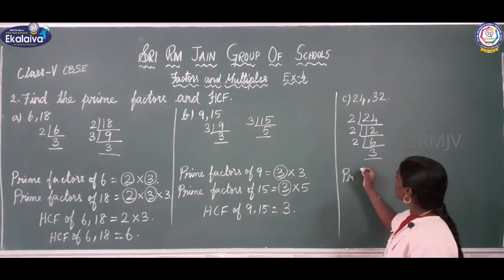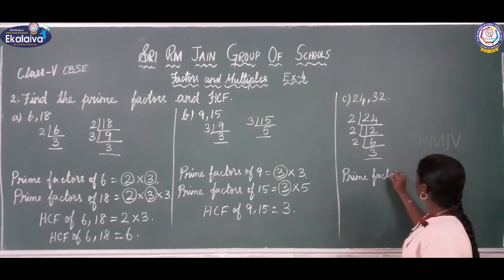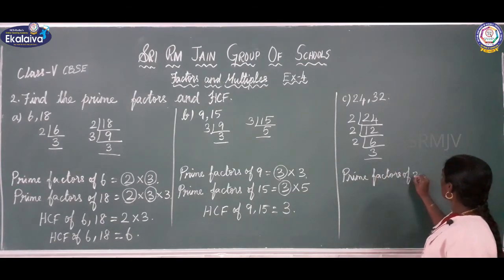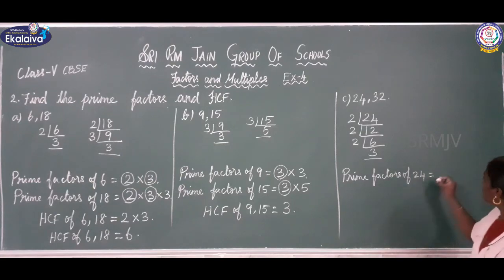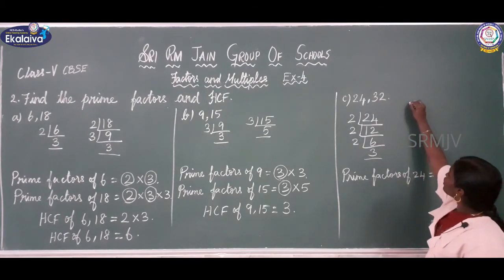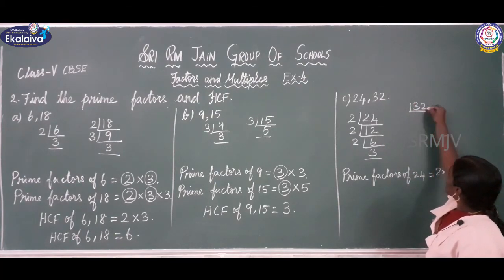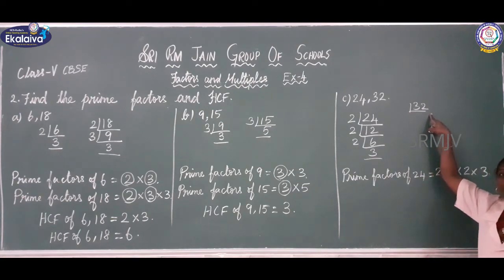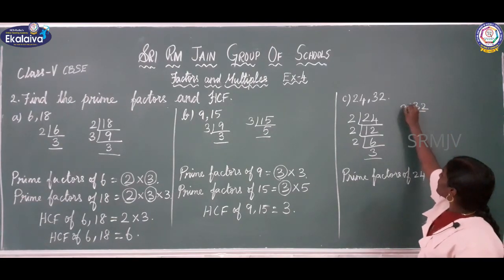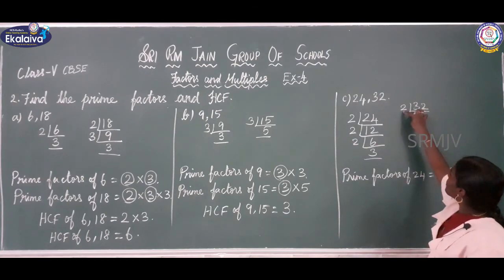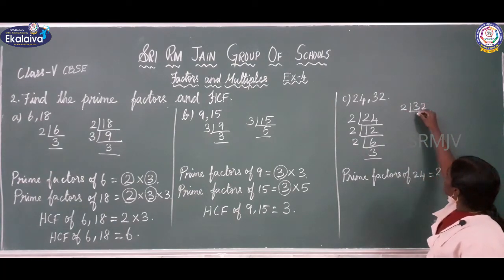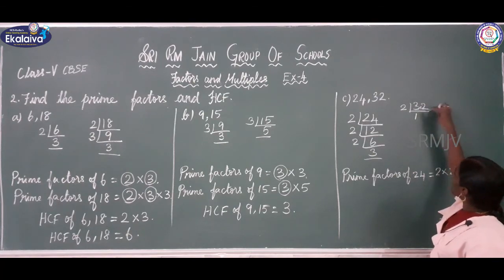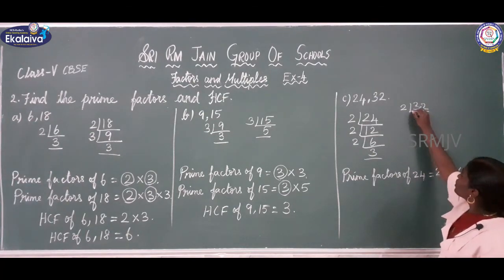So prime factors of 24 is equal to 2 into 2 into 2 into 3. Now we are going to find the prime factors of 32. Here 32 is an even number, so 2 is the smallest prime factor. Now we have to divide 32 by 2. Here in 3, 1 times 2, remainder 1, in 12, 6 times, so 16.